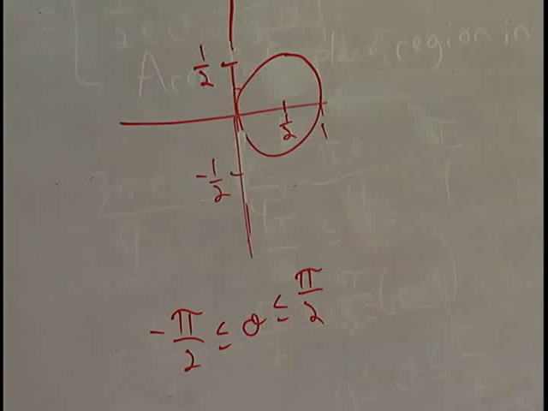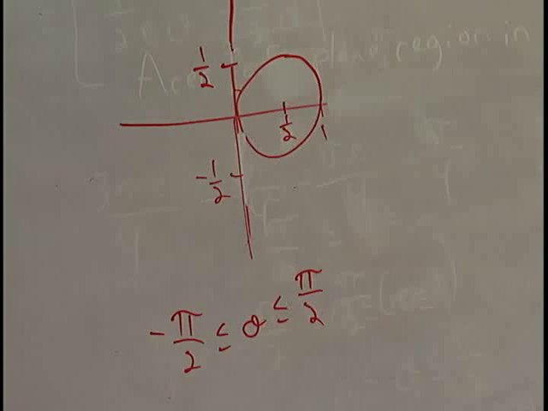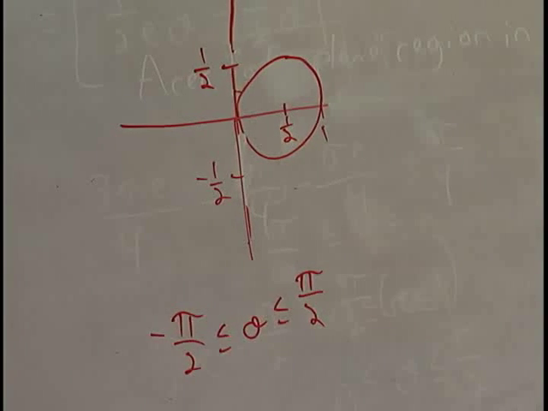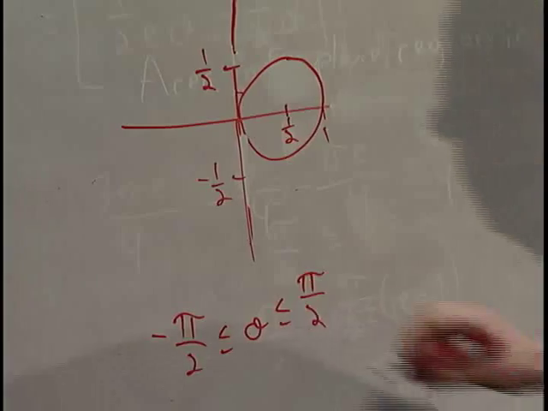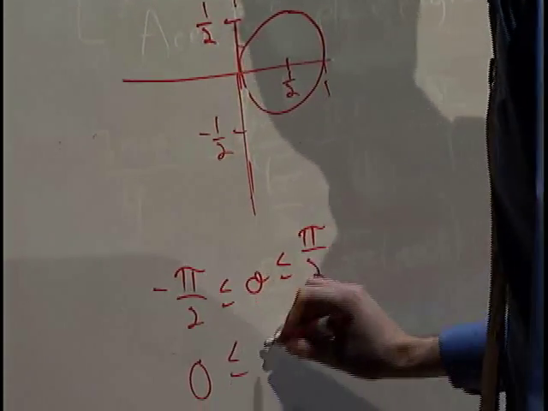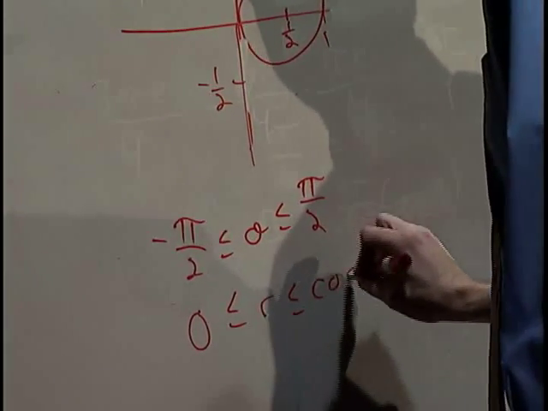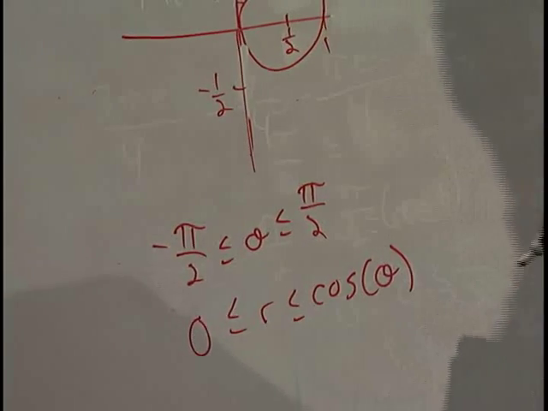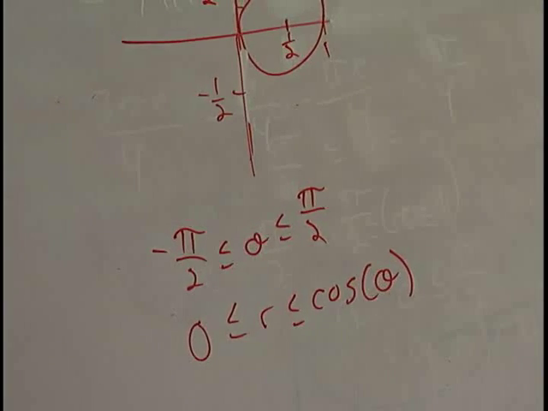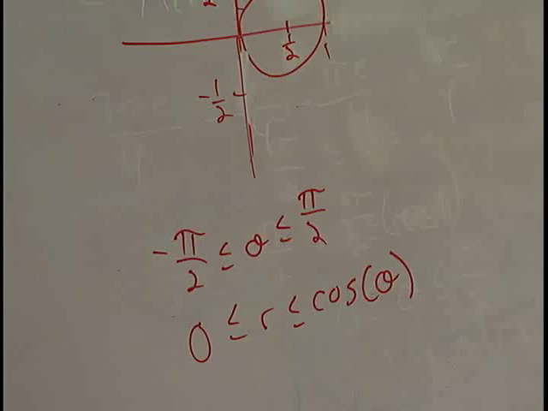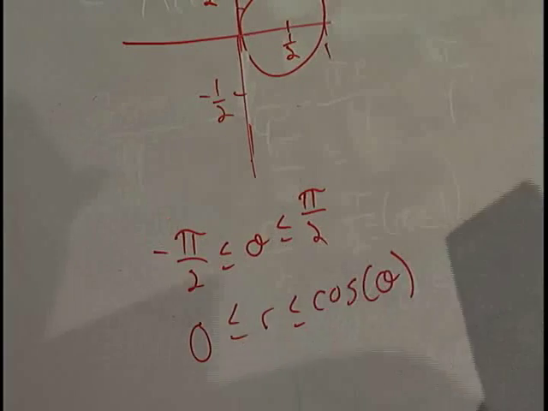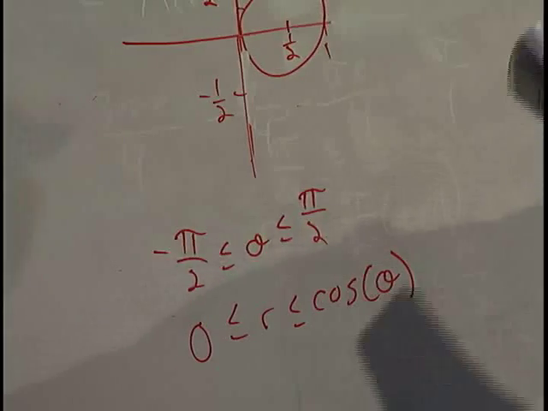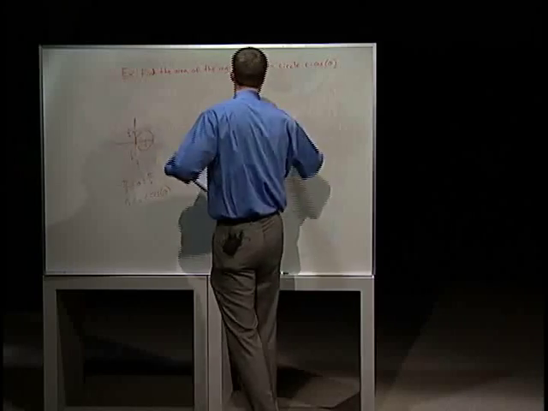Well, again, if theta is π/2 or -π/2, r is 0. That certainly bounds it. And everywhere else, it's bounded by the function cosine theta, right? So there's your r limits of integration, okay? So once we've gotten all that out of the way, we have our appropriate limits.